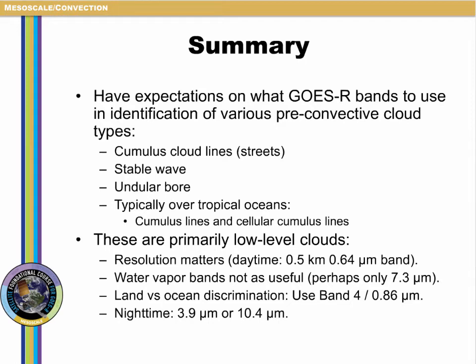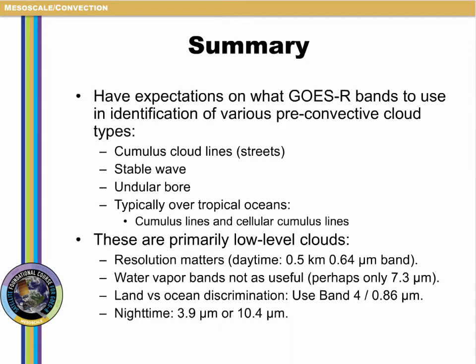In summary, have expectations on what GOES-R bands to use for identification of the various pre-convective cloud types we discussed. Keep in mind these are primarily low-level clouds. Resolution matters. Use the highest available, which is a half kilometer, on the 0.64 micron band. The water vapor bands have a weighting function that peaks too high in altitude to identify these types of clouds, with the possible exception of 7.3 microns at times.